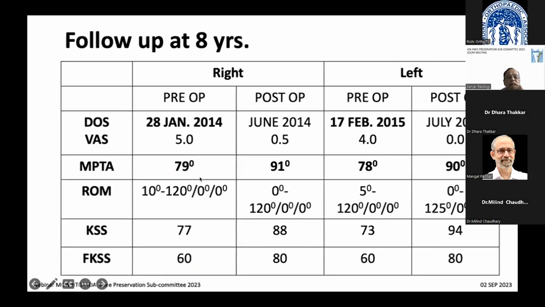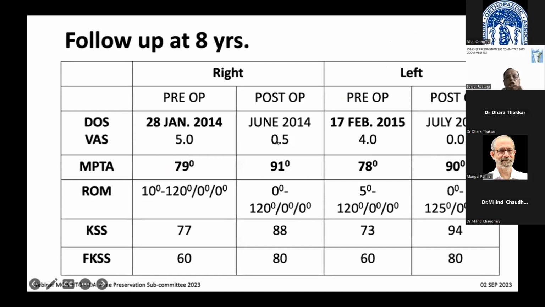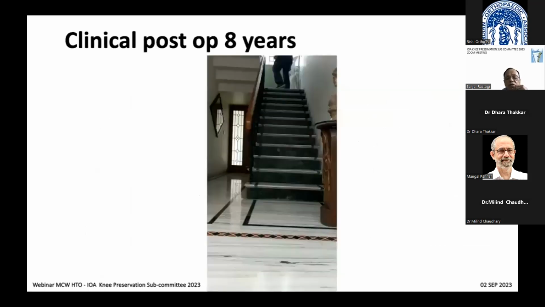His pain is reduced from 5 to 0.5 on the right side and 4 to 0 on the left side. His MPTA improved from 79 to 91 on the right and 78 to 90. Range of movement and motion was increased because of the control of pain. The flexion deformity of 10 degrees was corrected on the right and 5 degrees on the left. His knee score and knee functional score all improved and remained so after that.